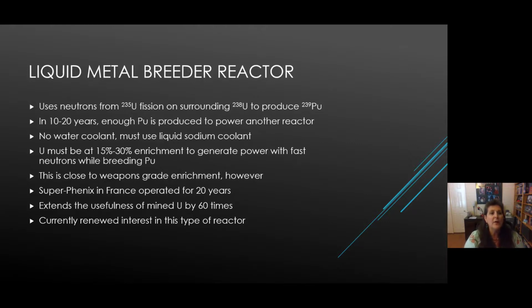There was a huge nuclear reactor in France called the Super Phoenix, and it operated for 20 years using this breeder reactor technology. It extends the usefulness of uranium by 60 times, so you don't have to go mine more uranium, which of course is devastating to the environment when we mine uranium or mine anything. So it's nice that we can reprocess this fuel and use it instead of having to dig it up and ruin the environment. So because of all these positives, there's renewed interest in the breeder reactors right now.